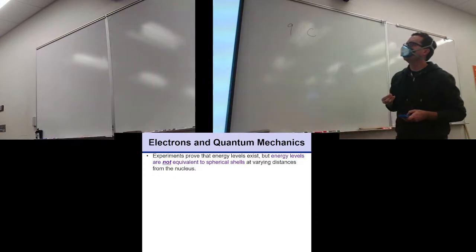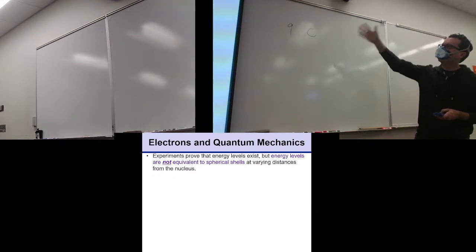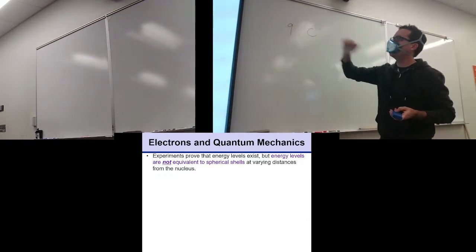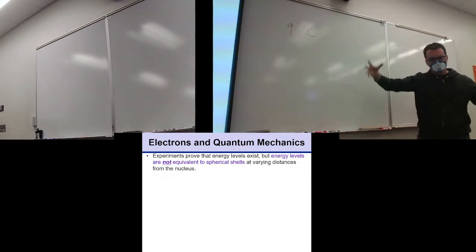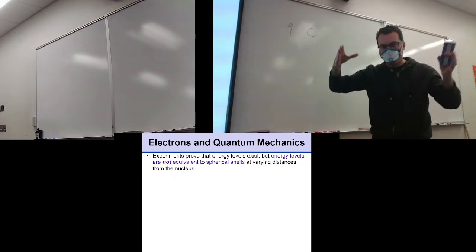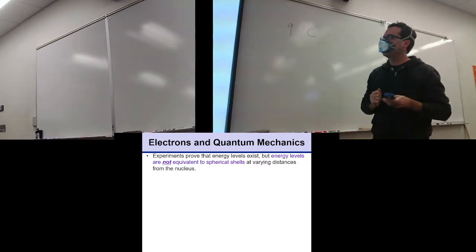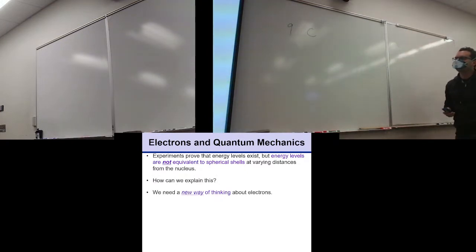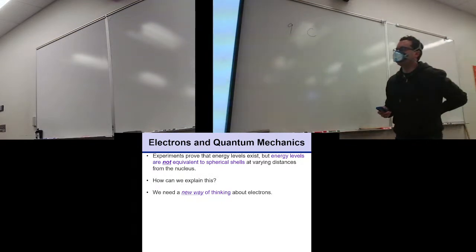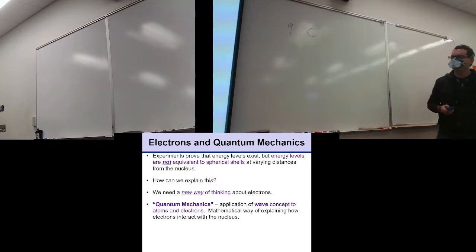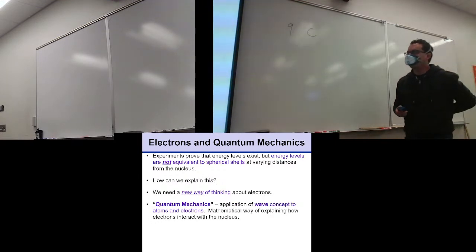So these energy levels that we have seen with experiments, they exist, but they're not like shells. They're not literally shells around a nucleus. They're not like the electron is in this shell, and that's where it is, and that's it. It's more complicated than that. Okay, so we need a new way of thinking about electrons to get to the nitty-gritty of how they behave. And this is where quantum mechanics comes in.